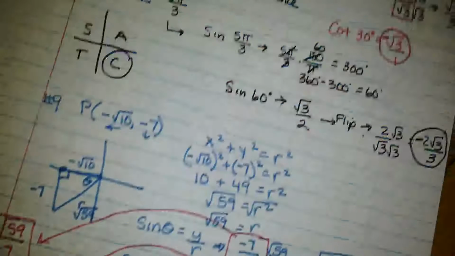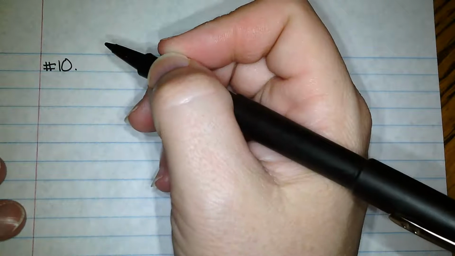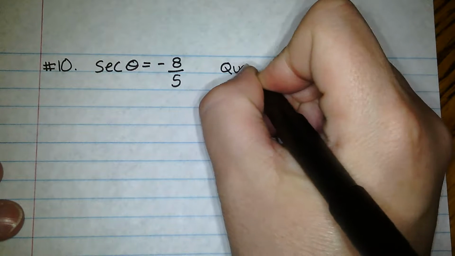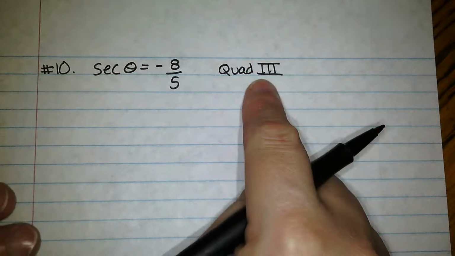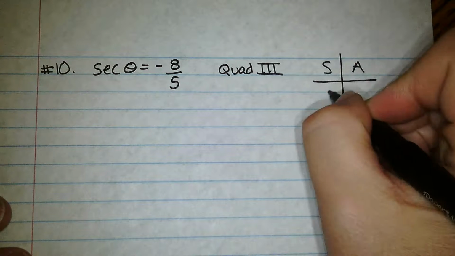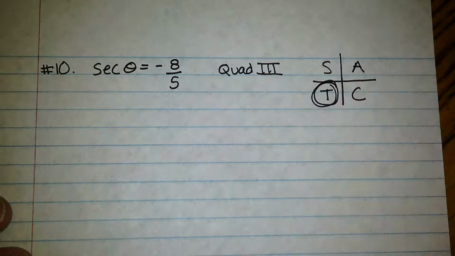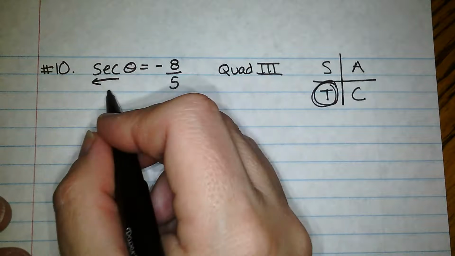Last one. Let's take a look at number 10. I need a new page. All right, number 10 says find the exact values of the 6 trig functions of theta given that secant theta is -8/5, and the terminal side is in quadrant 3. So good to see. All right, so we know it's a quadrant 3 angle. And so right off the bat, I'm circling this one. And then secant is really cosine backwards, or the reciprocal of cosine.